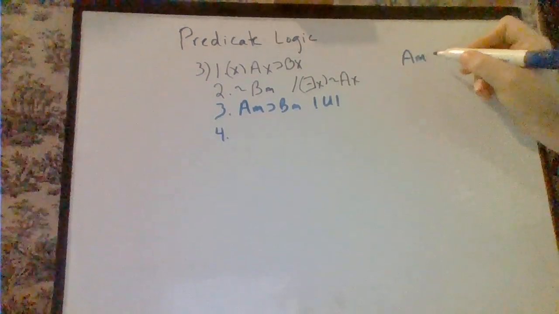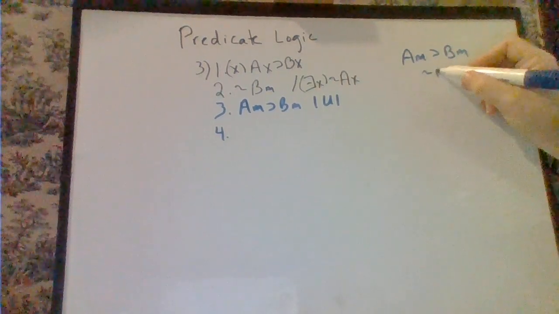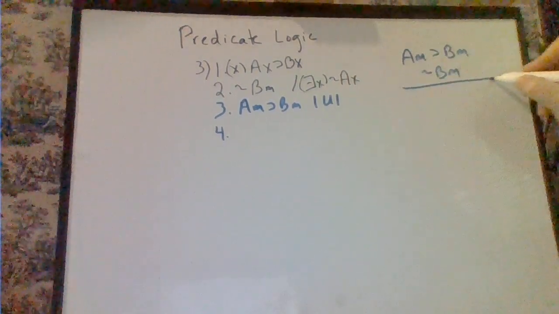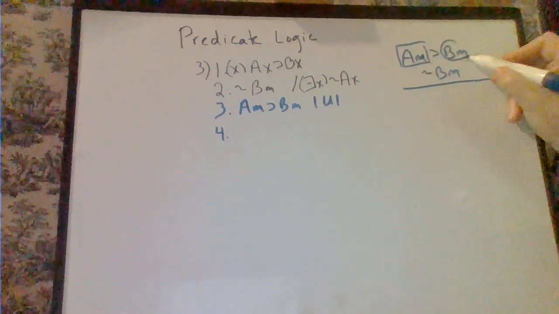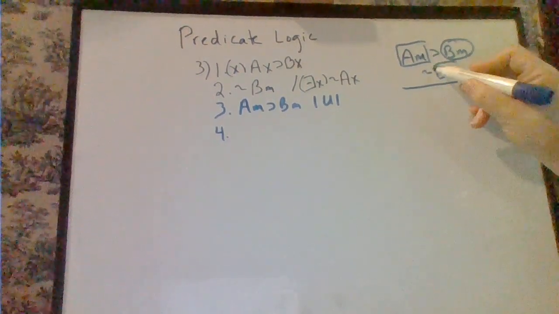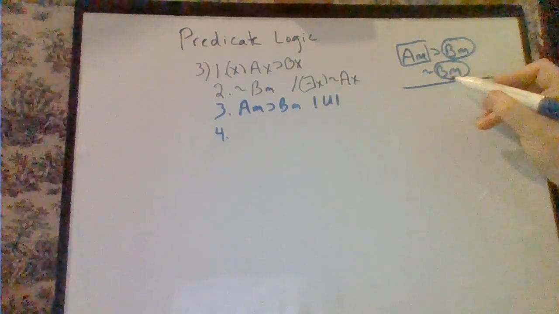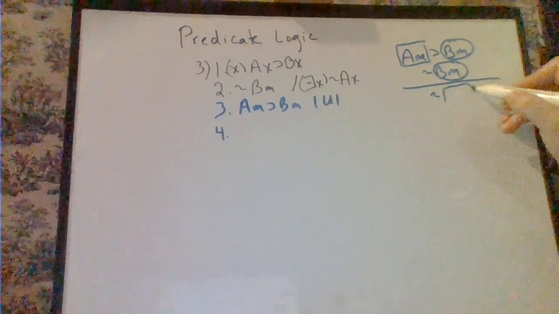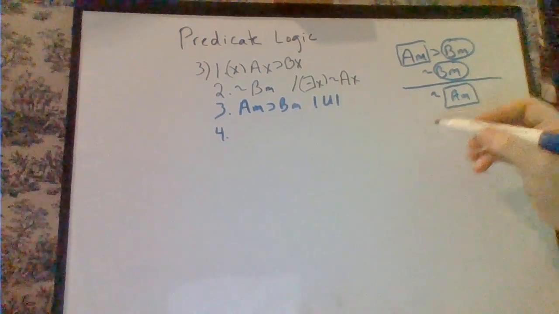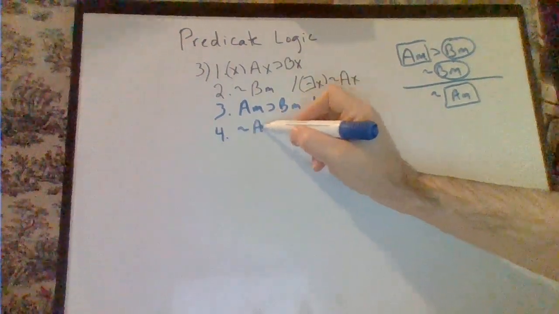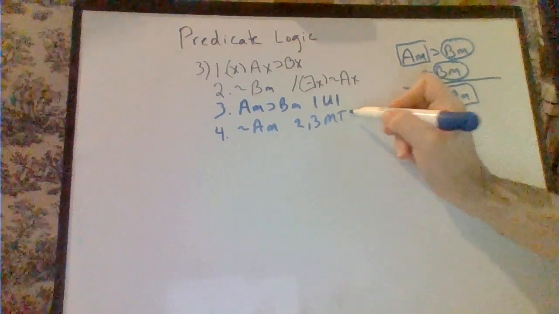And I'll just demonstrate this on the side for you, a modus tollens. Your antecedent is the square. Your consequent is the circle. So Bm is the circle. So your modus tollens form: if square, then circle; not circle; therefore not square. So the square is Am. So we would derive not Am from 2 and 3 through a modus tollens.